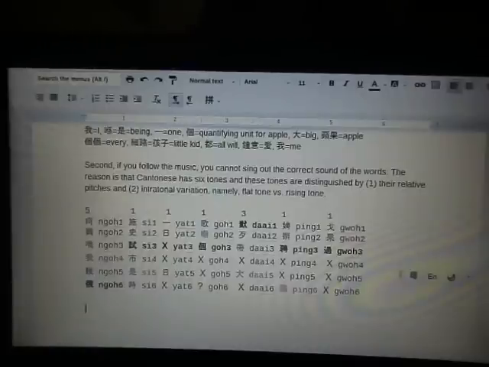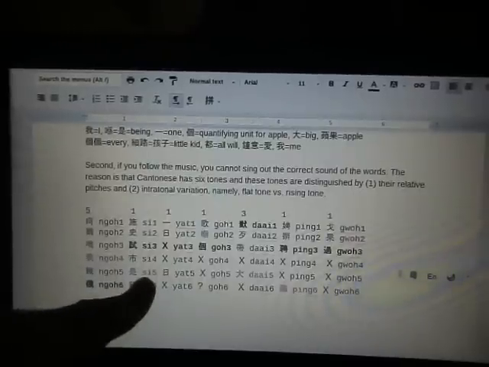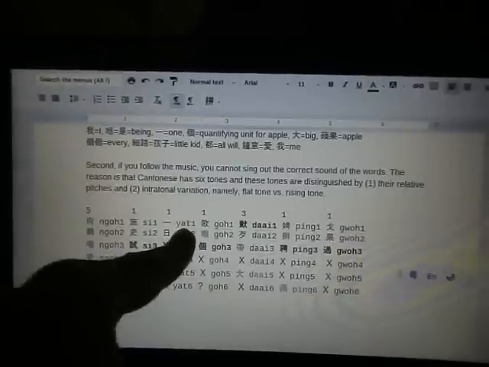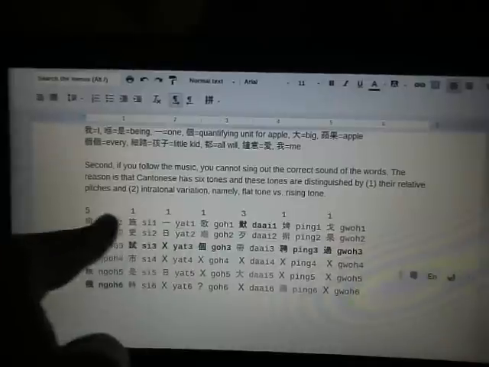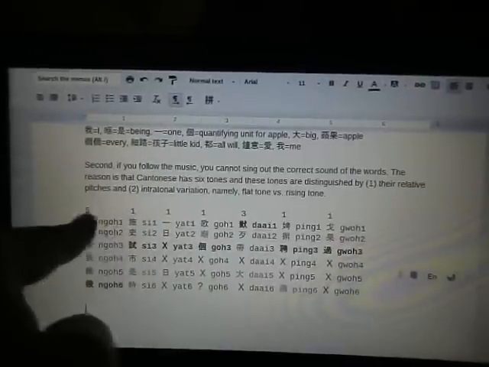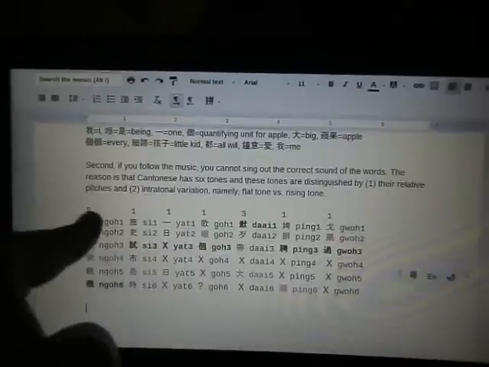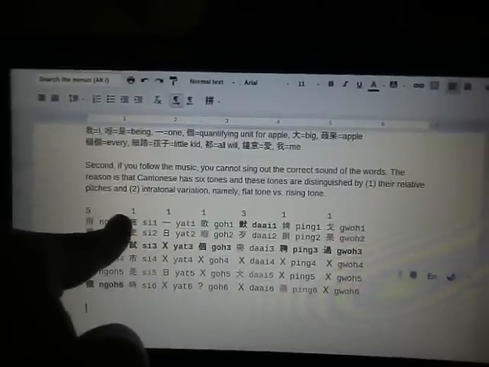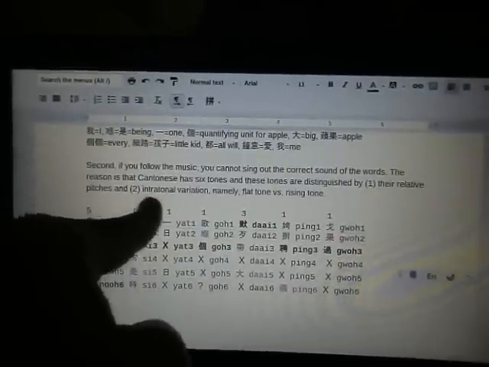Right? 我是一個大蘋果, 我 is tone 4, 是 is tone 5, 一 is tone 1. But then if you look at the pitch pattern of the notes, you have so do, right? So you have a falling tone pattern, then a rising tone pattern, and then flat.